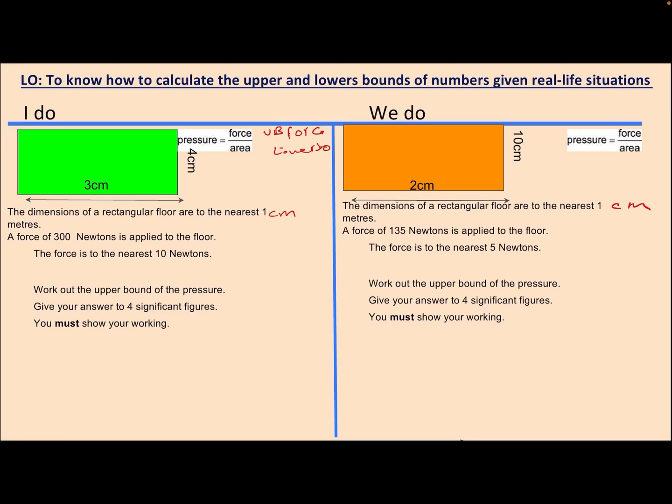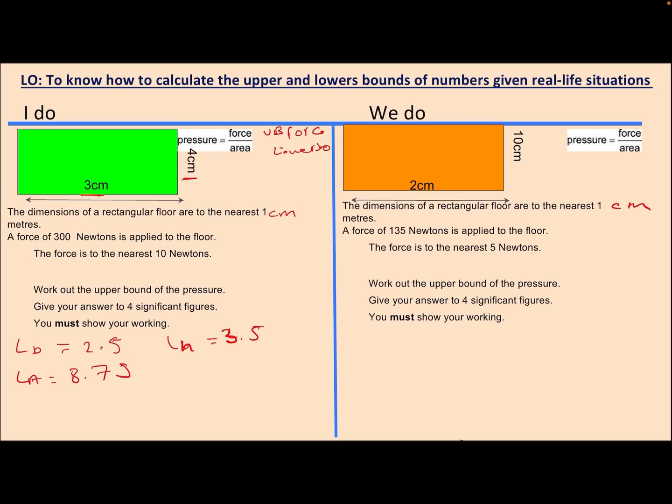So let's first work out the lower bound area. So we need to use the lowest bound for these lengths. So lower bound base is 2.5 and lower bound height is 3.5, and we're going to multiply them together to work out the lower bound area. So 2.5 times 3.5 equals 8.75.